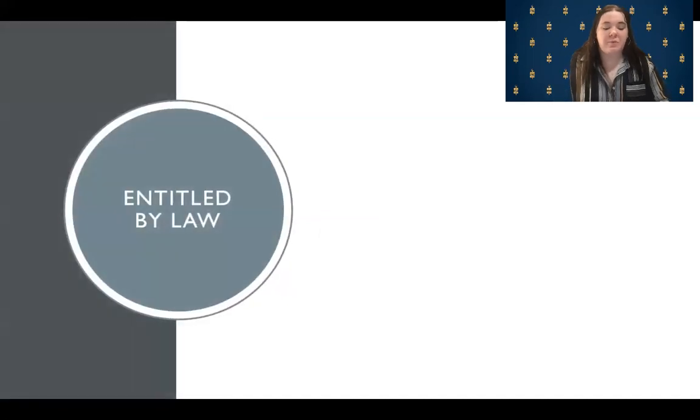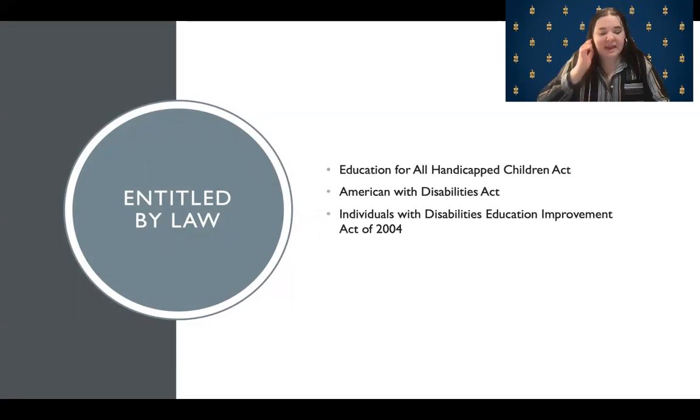So next, I want to look at what students with disabilities are entitled to by law. In 1975, Congress passed the Education for All Handicapped Children Act. This was later revised and renamed the Individuals with Disabilities Act in 1990 and 1997. But the goal of this law is to ensure the rights of children ages 3 through 21 and their access to education despite any disabilities.